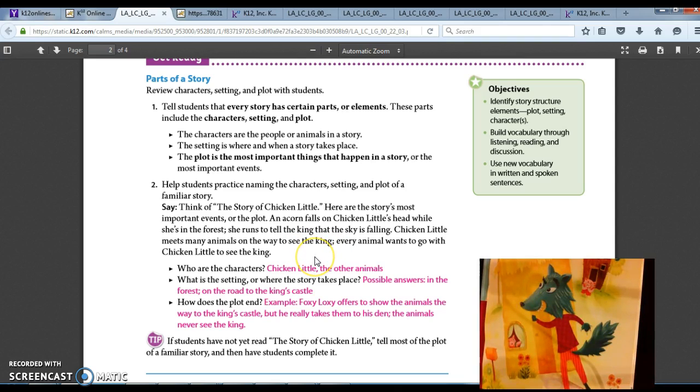All right, I'm going to ask you some questions, and I want you to tell the answers to your learning coach. Who are the characters in this story, the story of Chicken Little? Tell your learning coach that answer. If you said Chicken Little and the other animals, you are correct. What is the setting of the story? Or in other words, where is the story taking place? Hey, learning coach, where do you think the story is taking place? Where is the setting of this story? Okay, if you told them that was in the forest or on the road to the king's castle, those would be good answers. How does the plot end, or how does the most important event end?